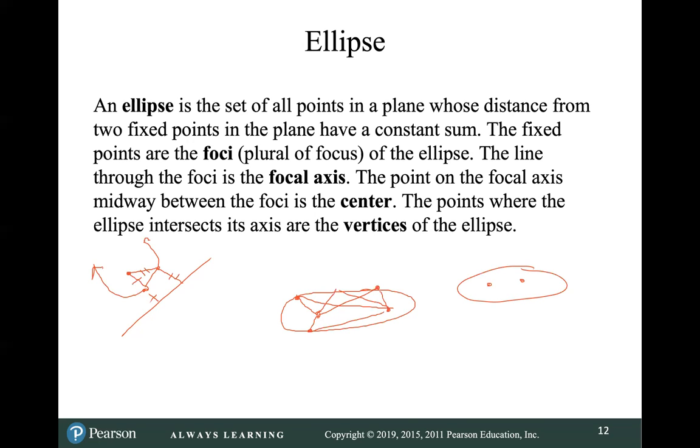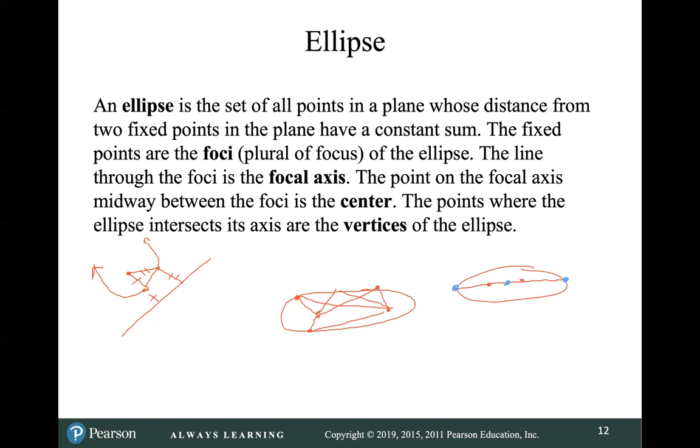The foci are along what we call the major axis or the focal axis, and the center of our ellipse is halfway between the foci. So the center of our ellipse is halfway between the foci, and the foci are the 2 points, like the nails, where the distance from those points to the ellipse always adds up to the same number. When we look at the vertices, we're looking at the points on the edges of the focal axis of the ellipse.